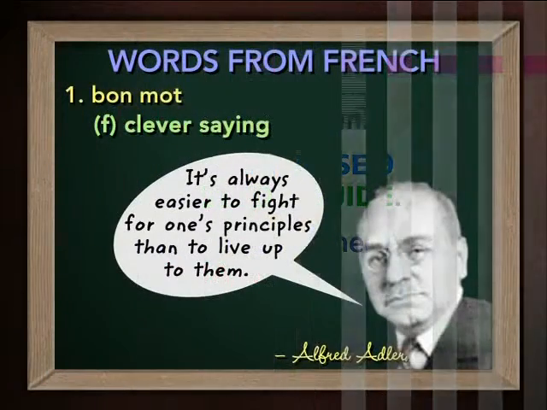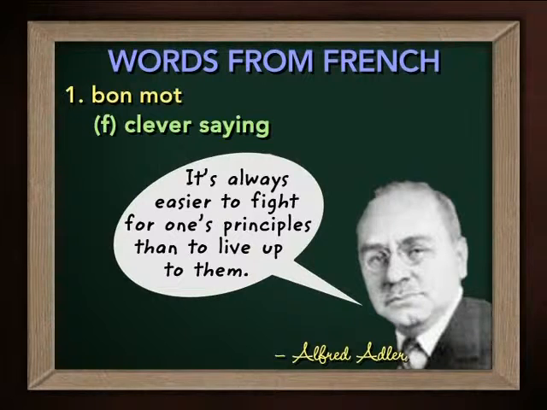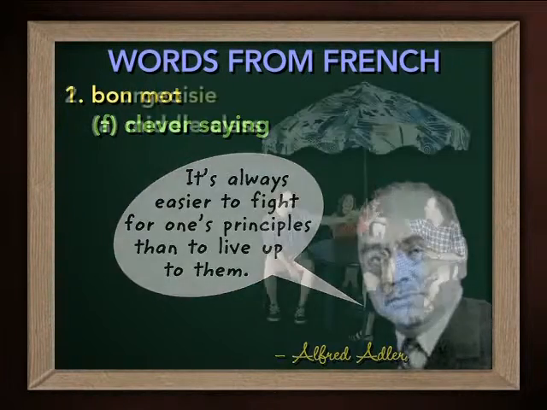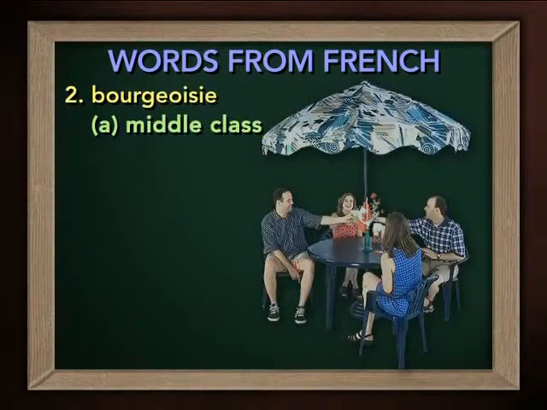We said these words are all from the French. A bon mot, and it has a French pronunciation, means a clever saying. Bon in French means good. Mot means word. So literally that means good word. It's a clever saying. Bourgeoisie is middle class.